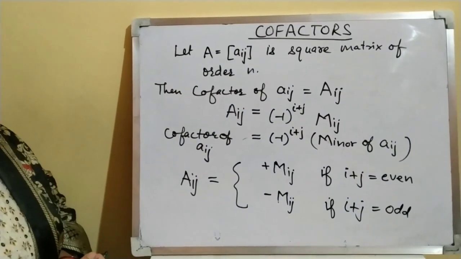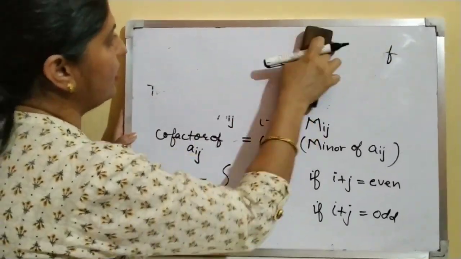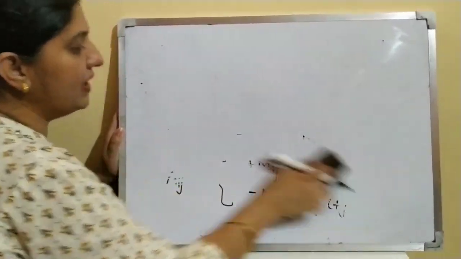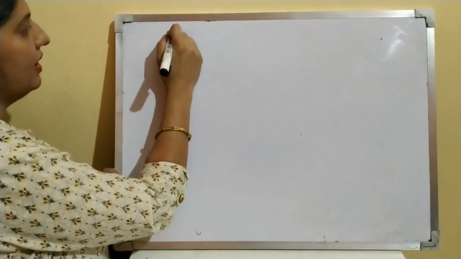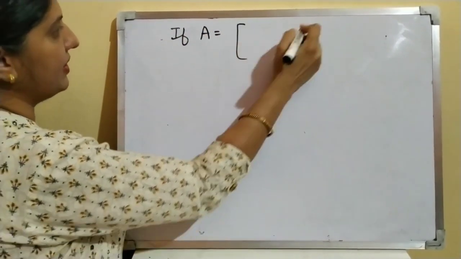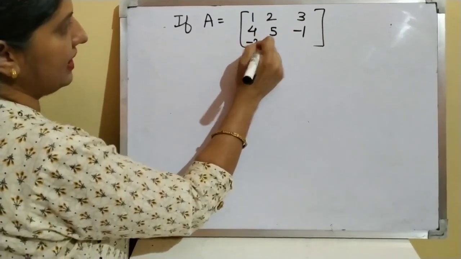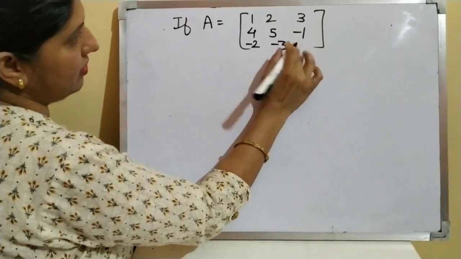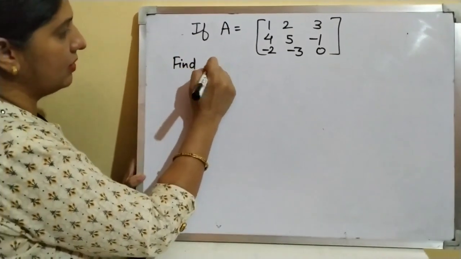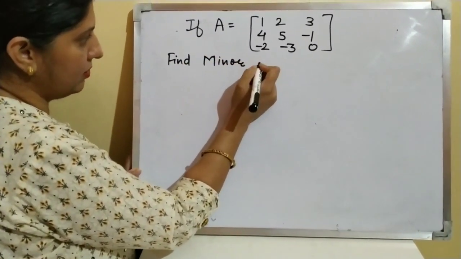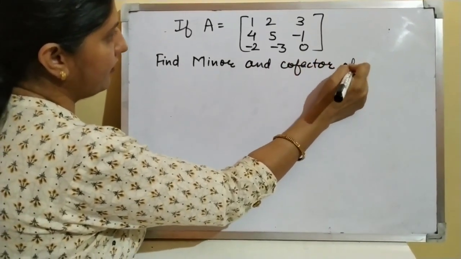We can discuss it with the help of an example. See here. For calculating cofactor of an element, first we have to calculate minor of that element. If A is any matrix with entries 1, 2, 3, 4, 5, minus 1, minus 2, minus 3, 0. Find minor and cofactor of 5.